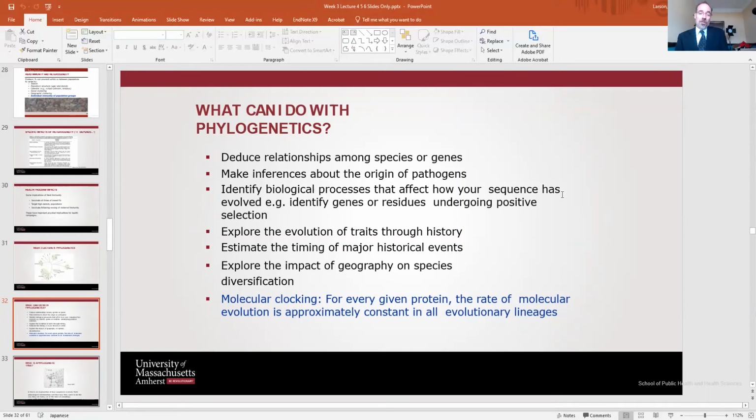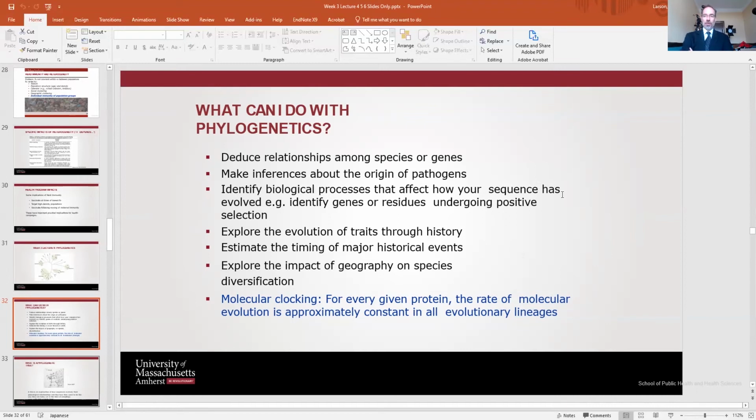So we can deduce relationships among species or genes. So basically find out if pathogen A is related to pathogen B, or if there are distinct strains or genetic profiles of different pathogens within the same species. Make inferences about the origin of pathogens. If we know where they are and how they're related to other things, we can get an idea of how they might have descended and arose.